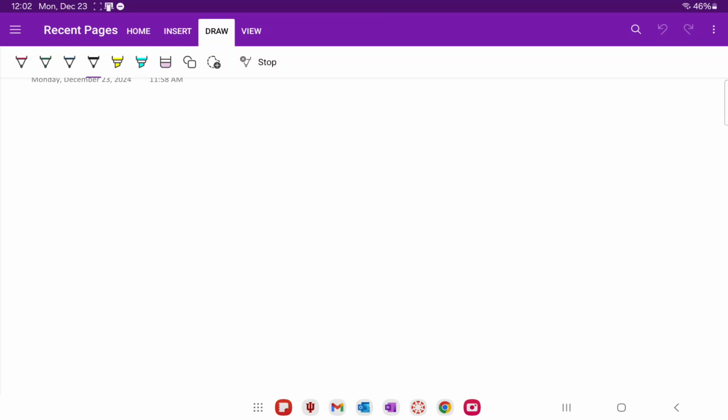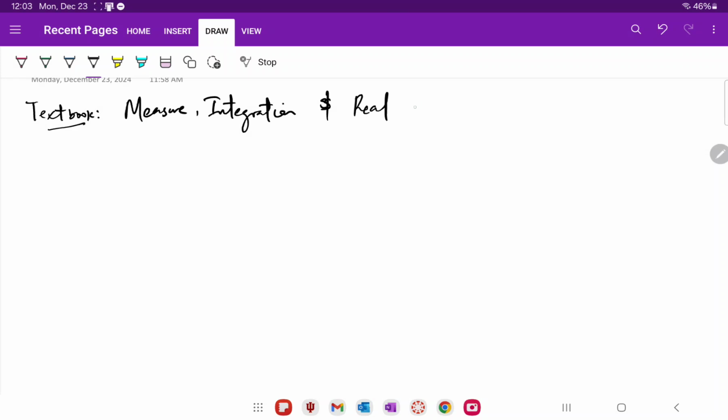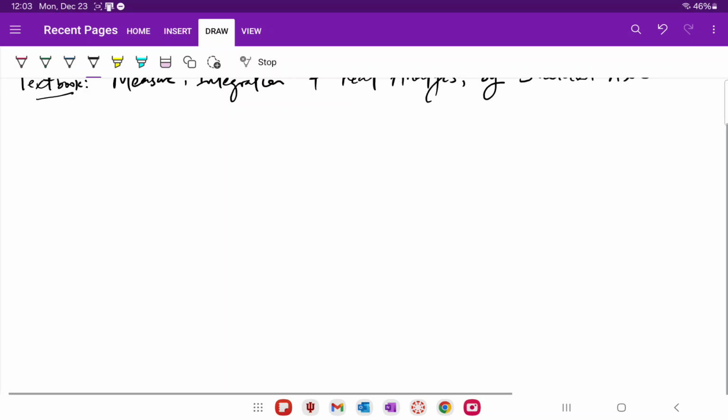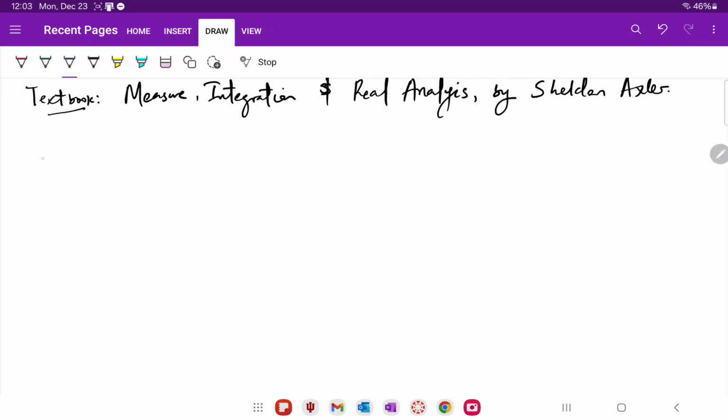Specifically, we'll be using the textbook by Sheldon Axler. You can get this textbook online on his page. Just type "Measure Theory, Integration and Real Analysis by Sheldon Axler" on Google search, and you will have free access to this textbook. So we'll be going to Chapter 1 of the textbook today and see how far we can go.